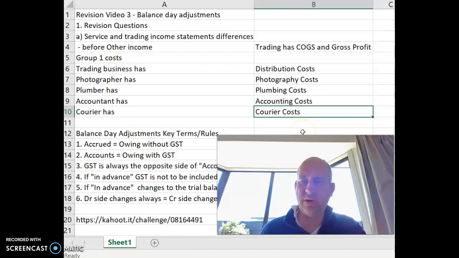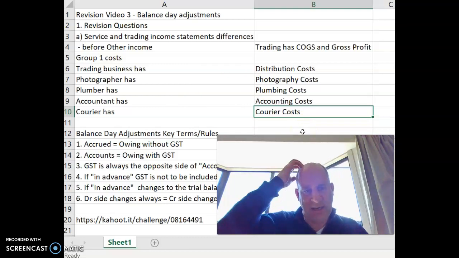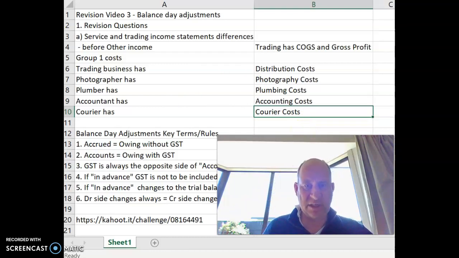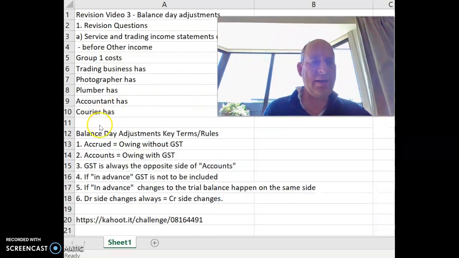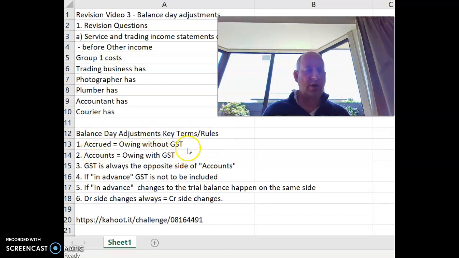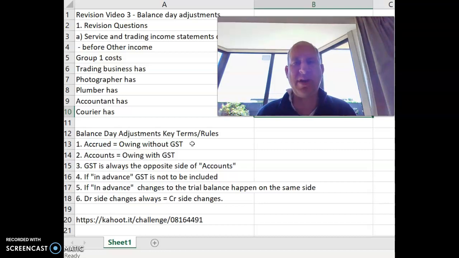In your notes, get your 1B5 out, and I'd like you to head up balance day adjustments, key terms and rules. And so we're going to copy this one down. Balance day adjustments, key terms and rules. So the first rule is, if it has the word accrued in it, accrued means owing but without GST. So that's going to be accrued expenses and accrued income.